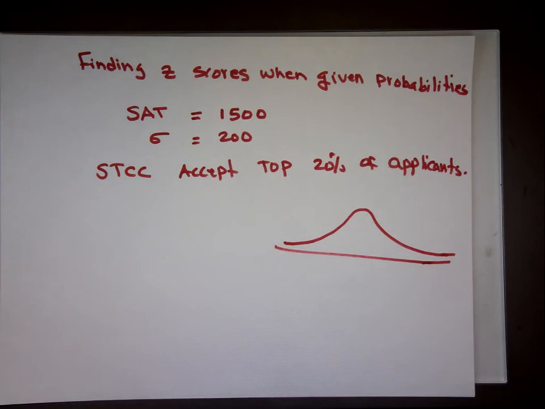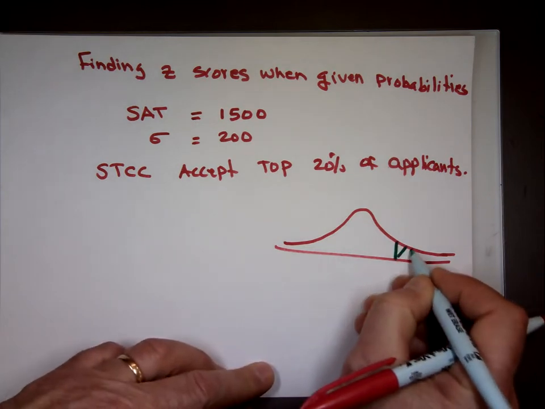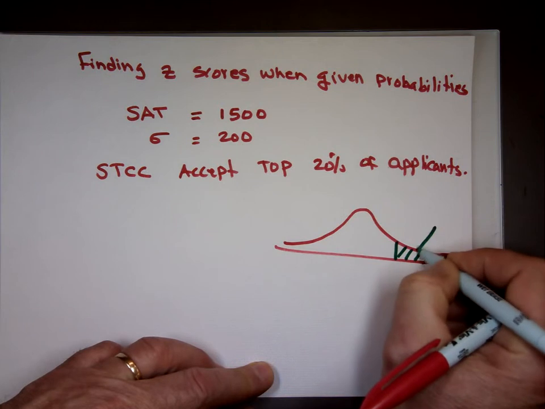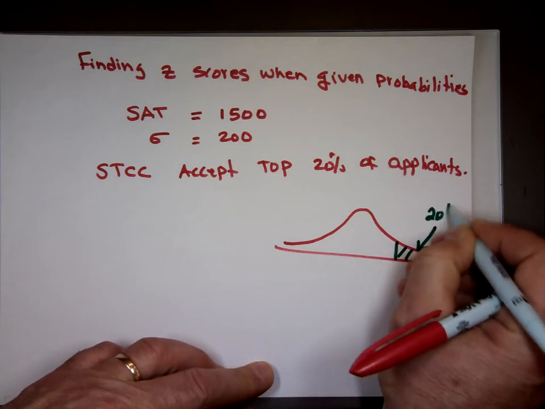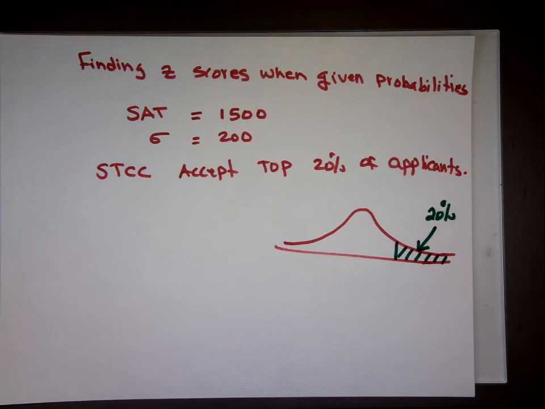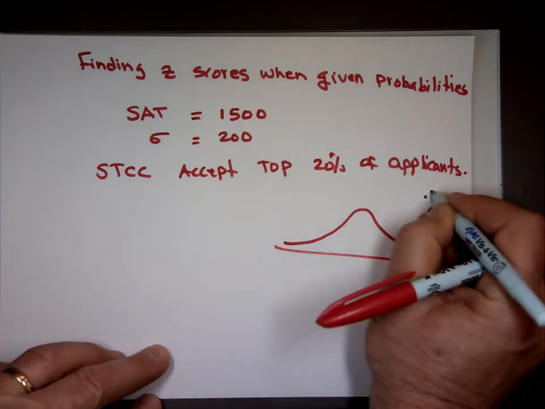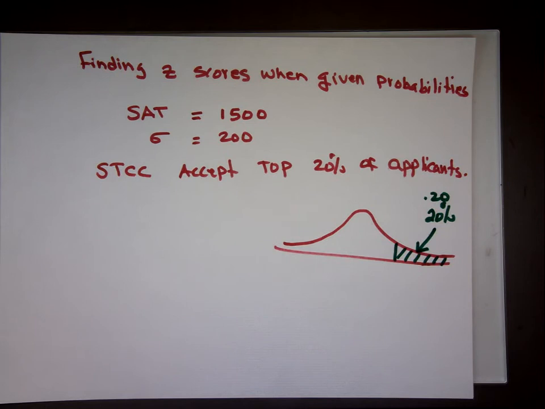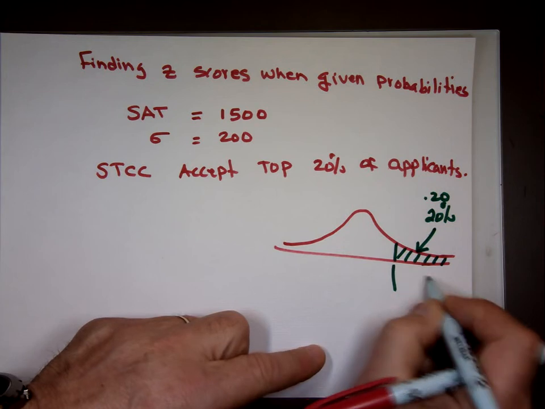We're going to accept the top 20%. That means this area here is 20%. Those are the people we're going to accept. 20% as a decimal value is 0.20. That means we're going to reject what percent? This side will be accepted and attend STCC, and this side will not attend.